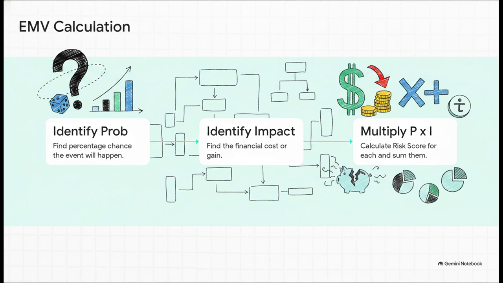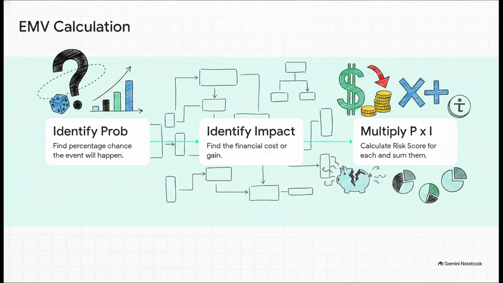Step 1. You identify the risk probability. That's just the percentage chance that an event will happen. Step 2. You identify the risk impact, which is the financial cost or gain if it does happen. And step 3, you simply multiply the probability by the impact to get your risk score. You do this for every single risk and then just add them all up. It is literally just basic multiplication and addition.